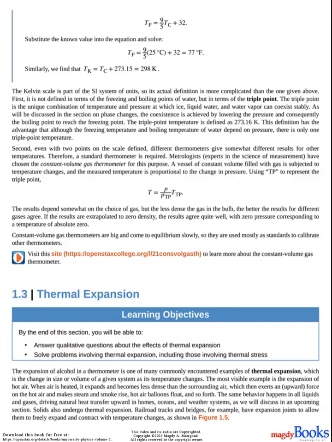A vessel of constant volume filled with gas is subjected to temperature changes, and the measured temperature is proportional to the change in pressure. Using TP to represent the triple point, T equals P over PTP multiplied by TTP. The results depend somewhat on the choice of gas, but the less dense the gas in the bulb, the better the results for different gases agree. If the results are extrapolated to zero density, the results agree quite well, with zero pressure corresponding to a temperature of absolute zero. Constant volume gas thermometers are big and come to equilibrium slowly, so they are used mostly as standards to calibrate other thermometers.